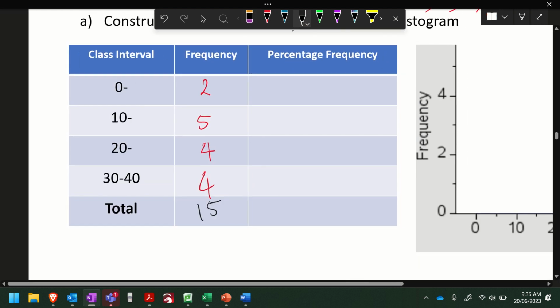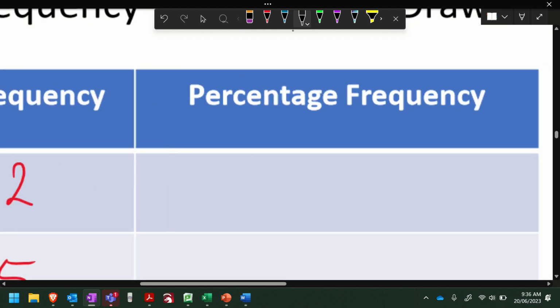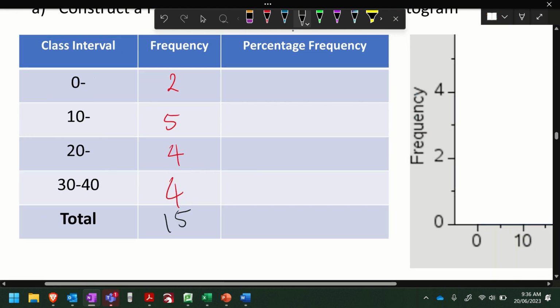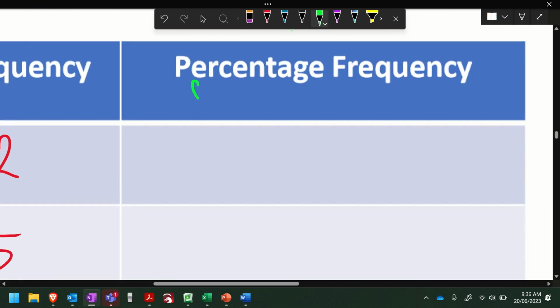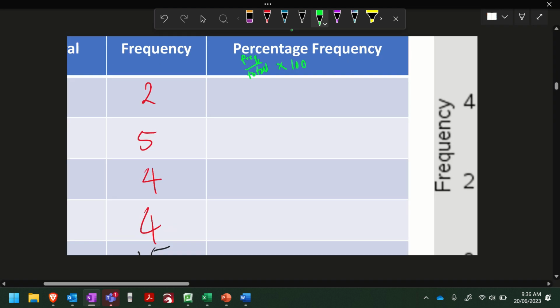After that, it's the same procedure as you would for your other frequency table. Does anyone remember the formula that we came up with for it? Frequency divided by total times 100. Let me zoom in a bit. Frequency divided by the total, and then you times it by 100. That's how you get your percentage.